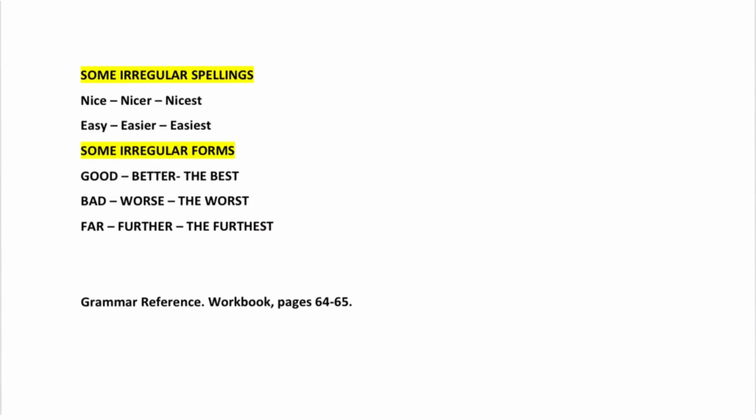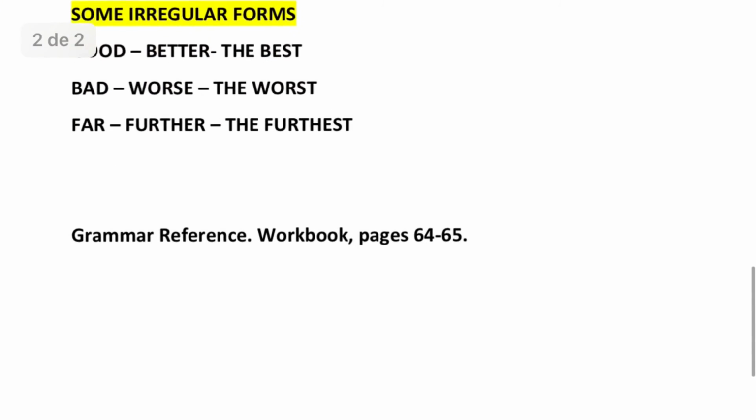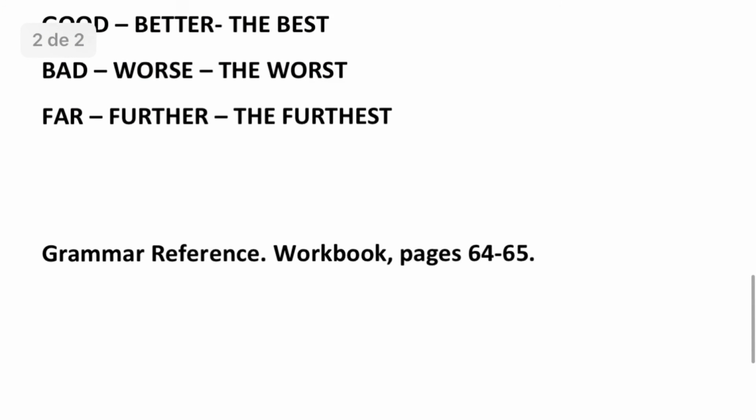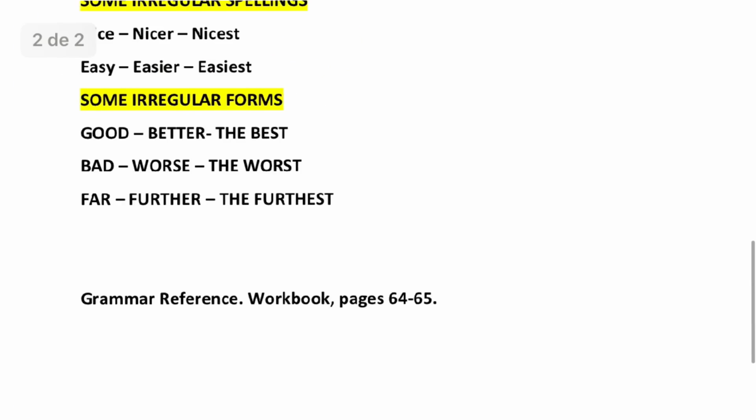Espero que lo hayáis entendido. And remember, all this grammar reference is in your workbook, okay? Remember, workbook on pages 64 and 65.